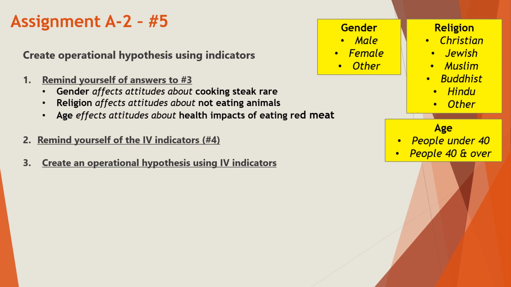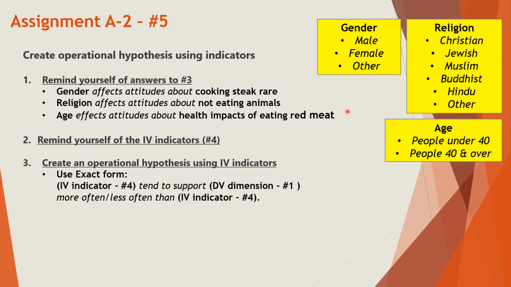Now we want to create an operational hypothesis using these indicators. So we want to use male, female, or other instead of gender. And we're going to use a very specific and exact format. This language: the indicator, whichever one we're going to use, tends to support the dimension, cooking steak rare, more often or less often than another indicator.